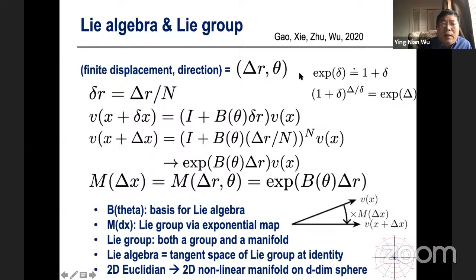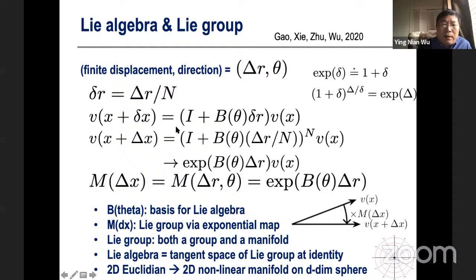So based on this infinitesimal model, and with some simple calculation, if delta X is finite, you get this type of representation. So that's the exponential map. That is for finite delta X, not infinitesimal. This M matrix is the exponential of B theta delta R. The underlying calculation is really just based on a very simple calculation, very much like how you calculate your bank account, right? With the interest, delta is like interest.